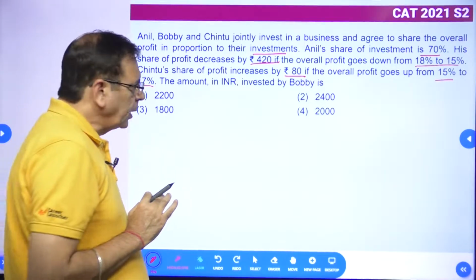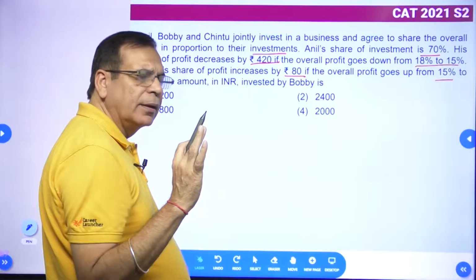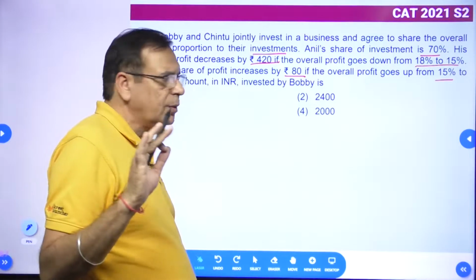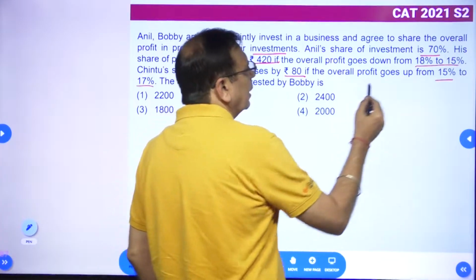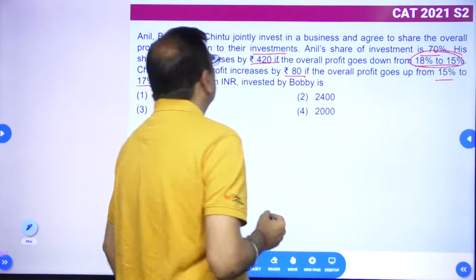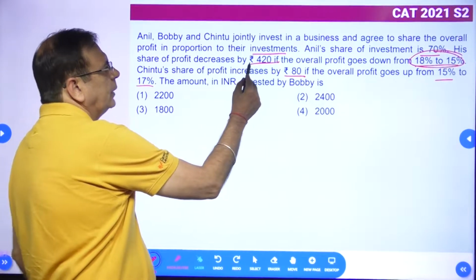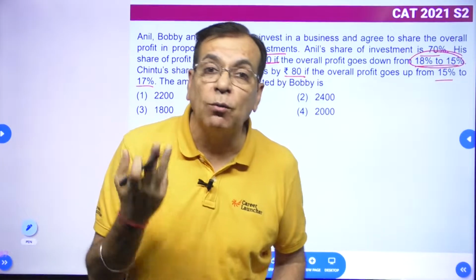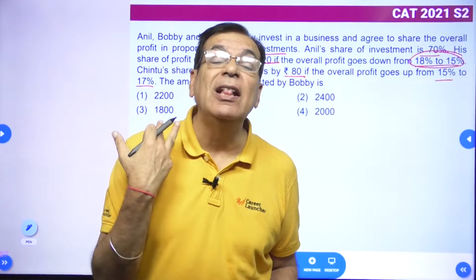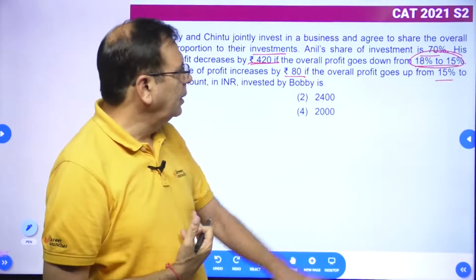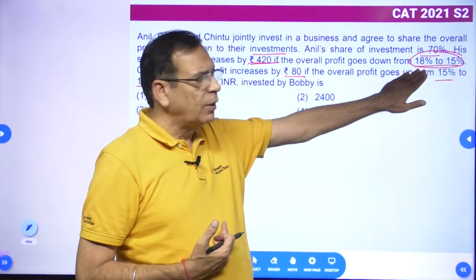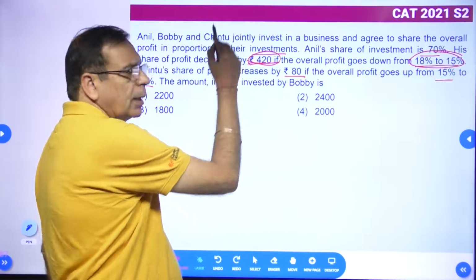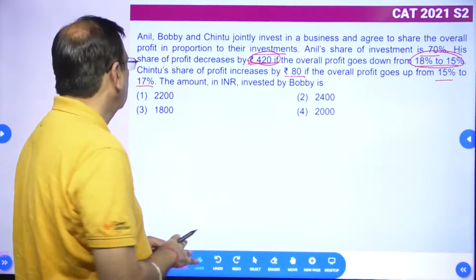Now, let's start solving. We know that the profit will be in the ratio of the investments. And the critical thing to understand here will be this part. His profit decreases by 420 rupees if the overall profit goes down from 18% to 15%. 18% of what? 15% of what? Of the investment. So earlier, if the profit is 18% of the investment and it goes down to 15% of investment, his share of profit will come down by 420 rupees is what the question is telling us.